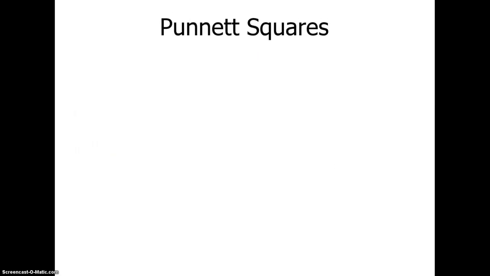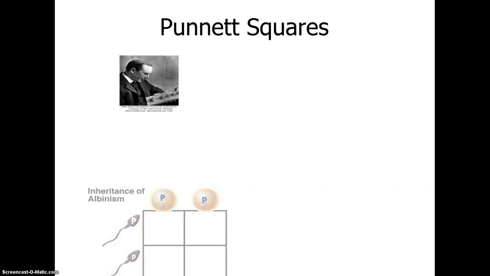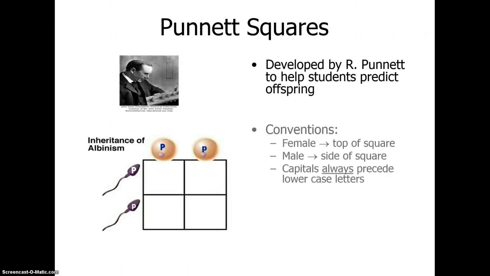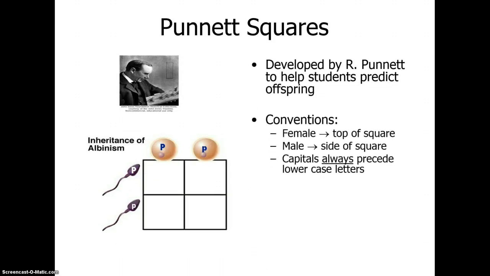Dihybrids are a little bit more complicated, but they're not that difficult. So where did Punnett squares come from? Well, they were developed by a man named Reginald Punnett to help students predict offspring.